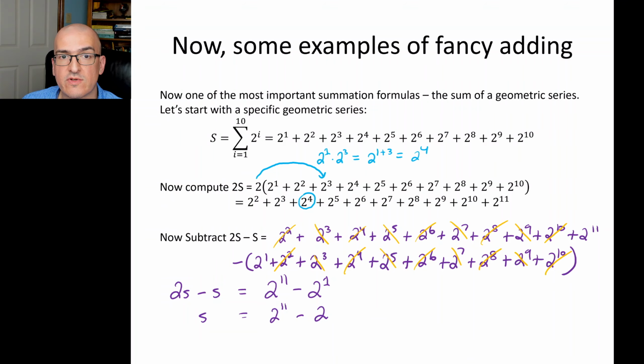So we don't actually have to do much adding. We would just do 2 to the power of 1 higher power. Instead of 2 to the power of 10 being our final power of 2, we do 2 to the power of 11 and then subtract 2 from that. It's kind of amazing.